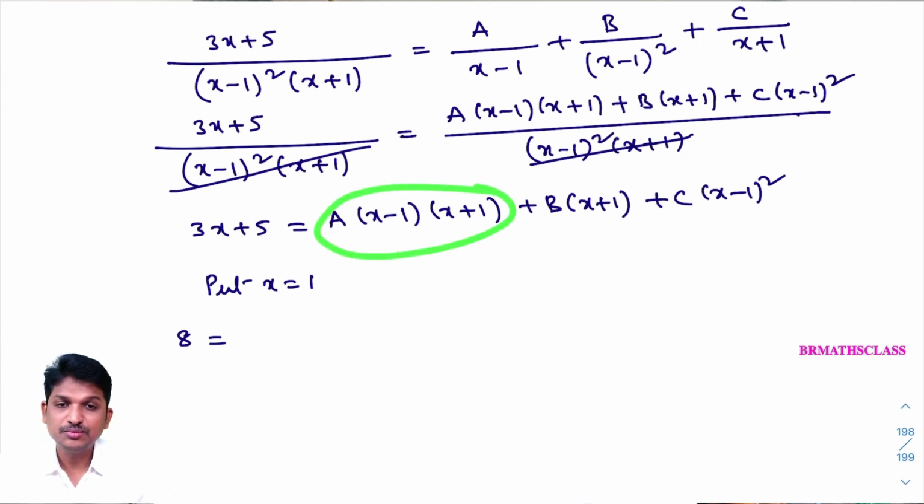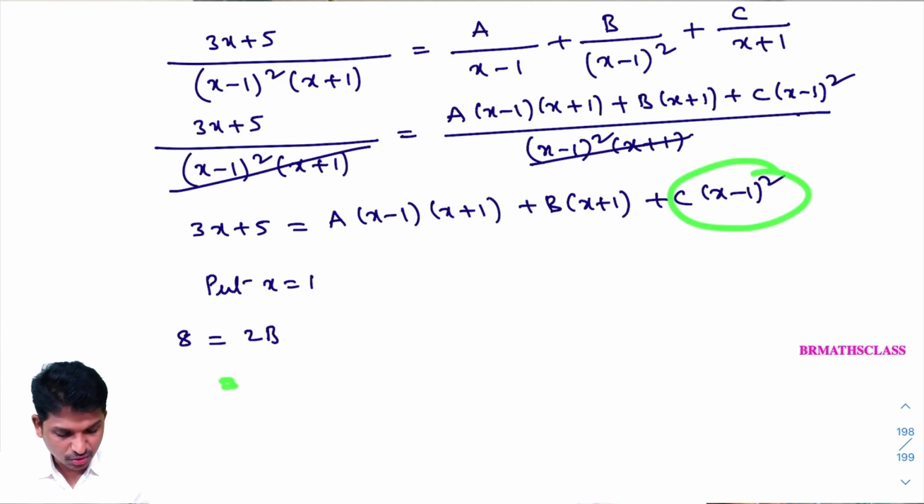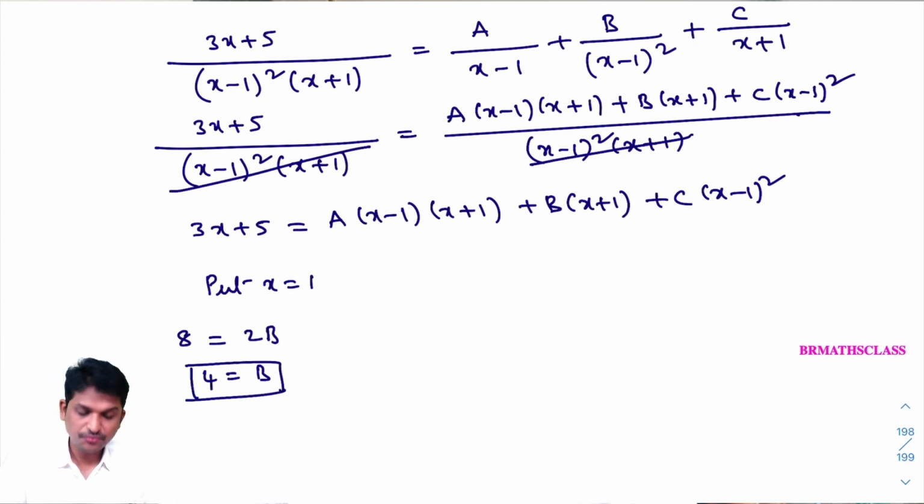So no need to write this term. Put x equal to 1 here, b into 1 plus 1 is 2, 2b, you will get like this. Now put x equal to 1 in this, it will become 0. So what you will get here? B equal to 8 by 2. So B equal to 4. So for this problem, B equal to 4 I got.